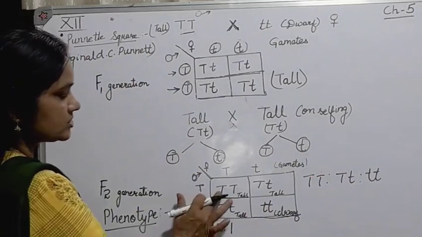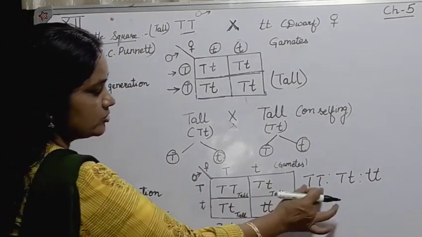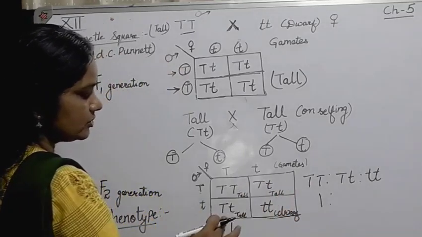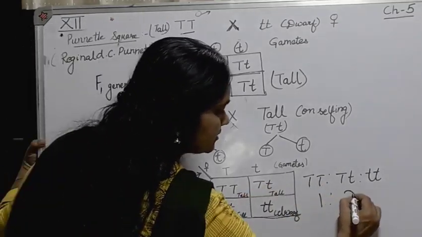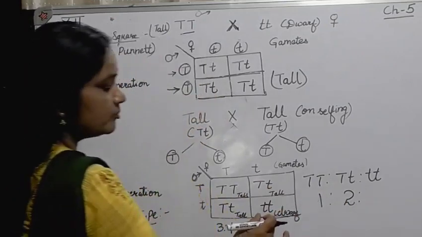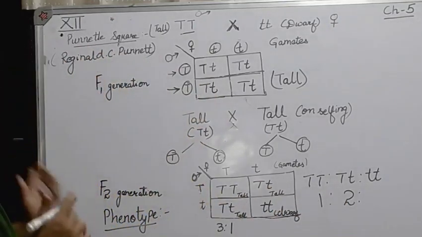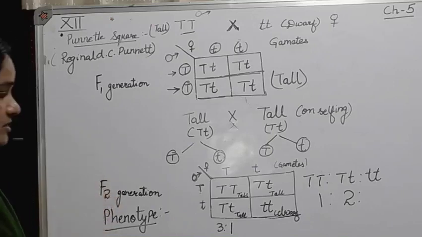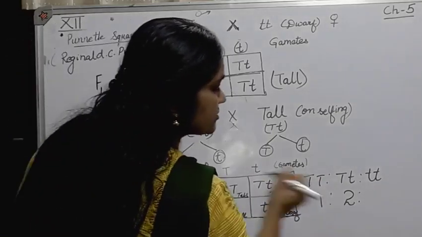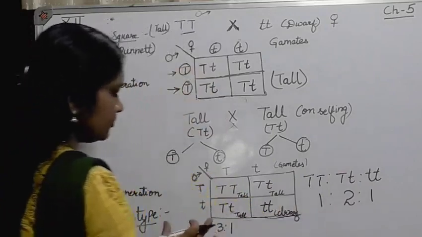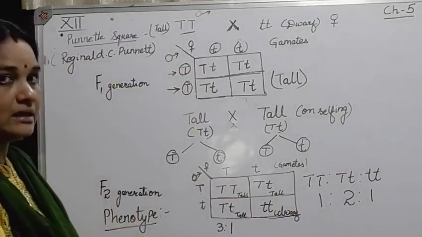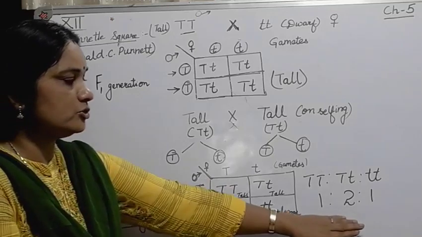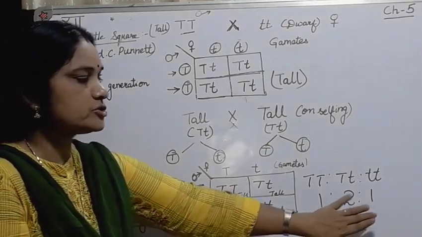Now the ratio of that: how many tall plants, that is homozygous tall, were there? 1. How many heterozygous tall, capital T and small t? It was 2. And what is the ratio for the dwarf, which had the homozygous condition where all the alleles were recessive? That was found to be 1. So the genotype was depicted over here. The phenotype was 3:1, whereas the genotype was found to be 1:2:1.